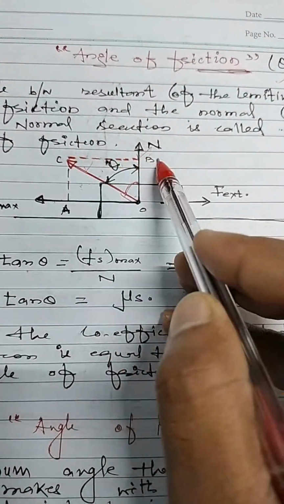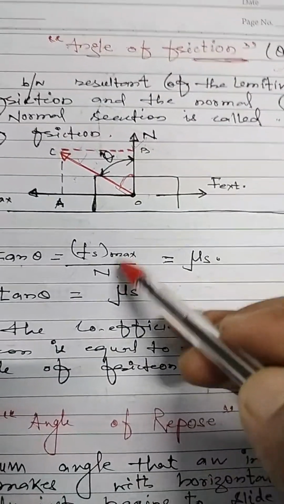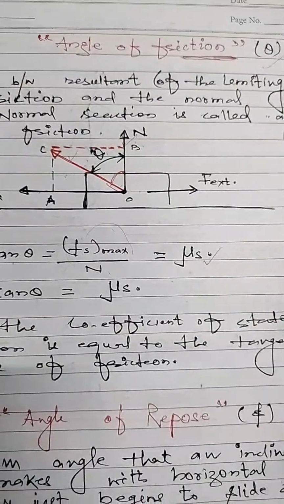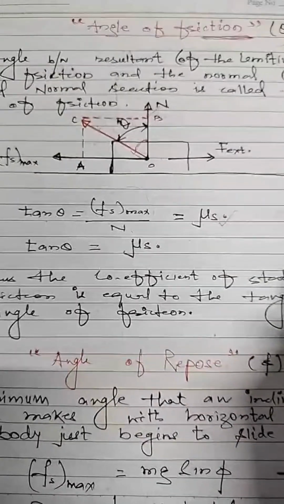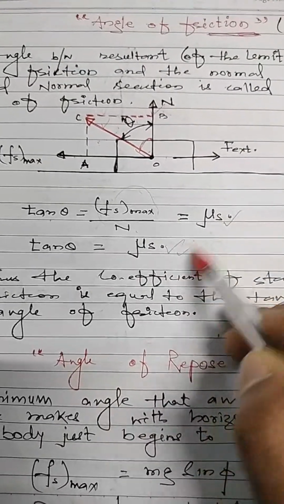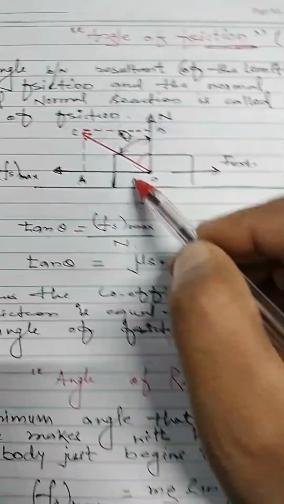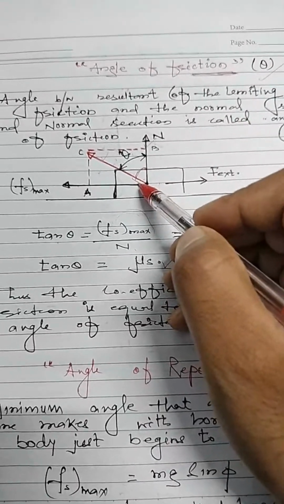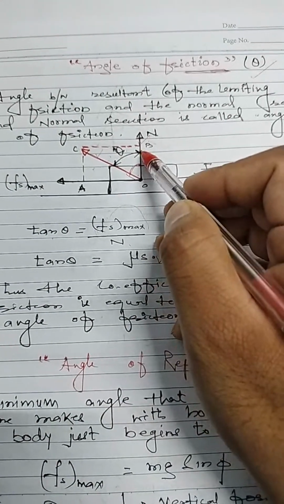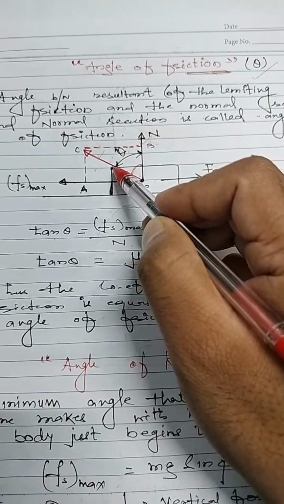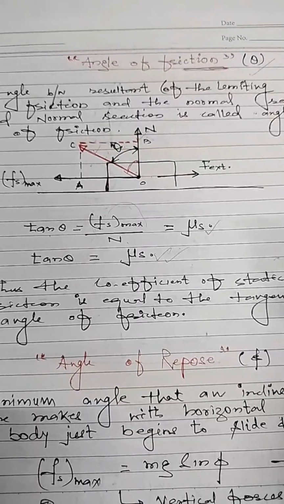So CB is limiting friction, Fs max, and BO is normal force, and this is equal to the coefficient of static friction. Hence tangent of angle of friction comes to be equal to the coefficient of static friction. I repeat, the angle of friction is defined as the angle between the resultant of normal and static friction, and normal, and is called the angle of friction. Okay.